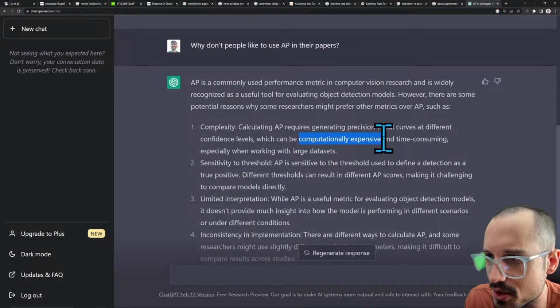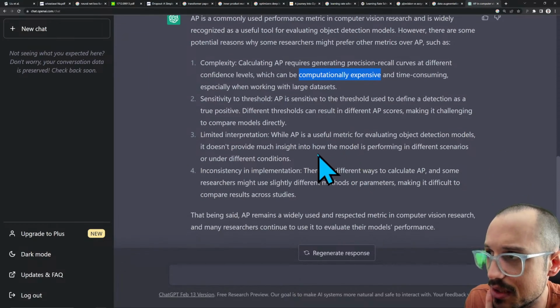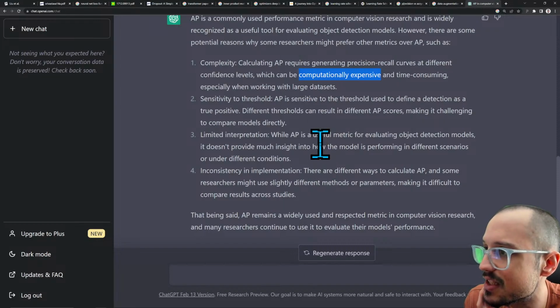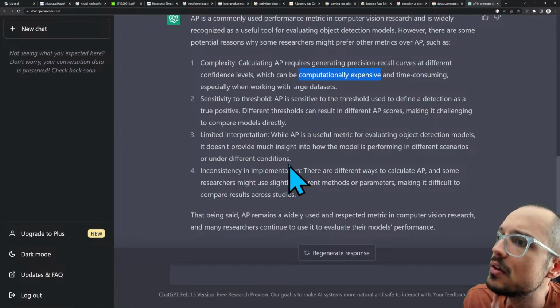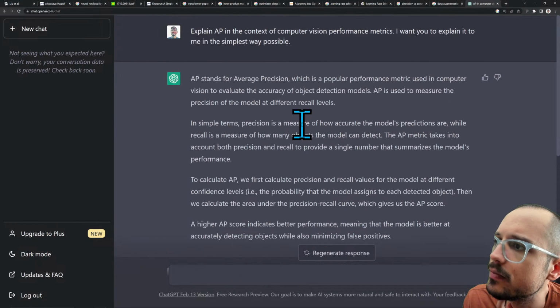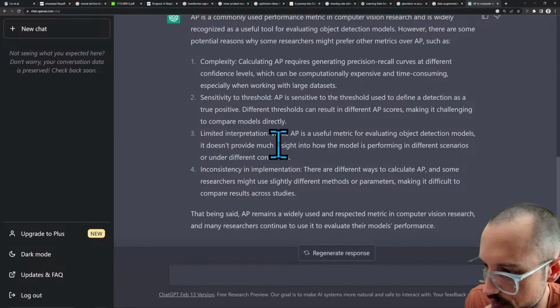I don't know about computationally expensive. You can do it on the CPU, so it's easy money, right? As long as you don't need to use a GPU, it's probably fine in terms of computation. CPU instances are way cheaper than GPU instances. Yeah, look at that. ChatGPT, it's better at computer vision than all of us.